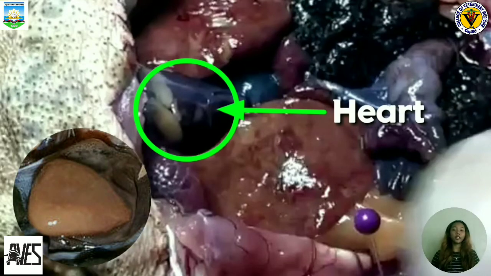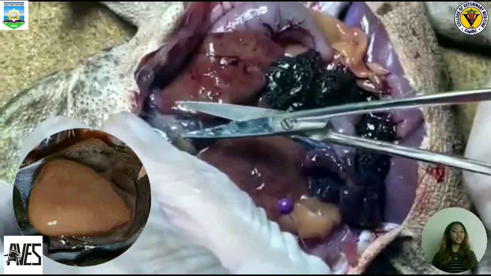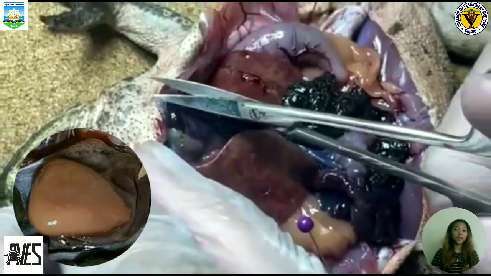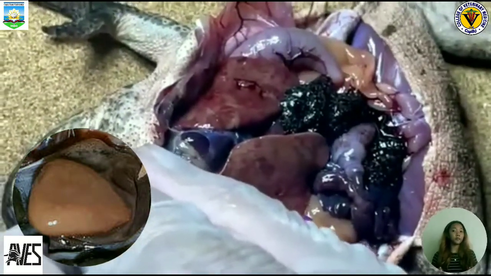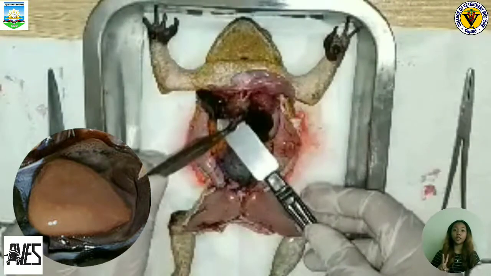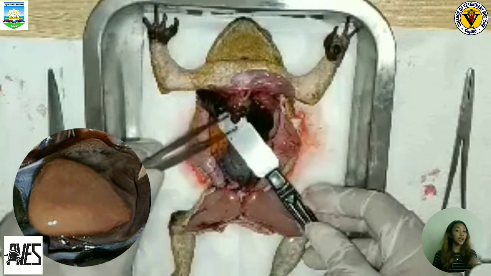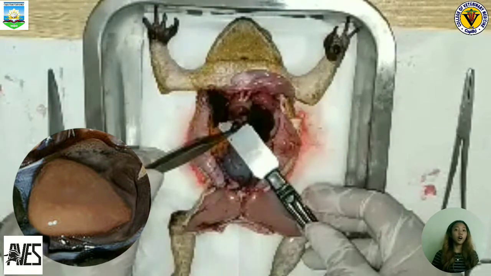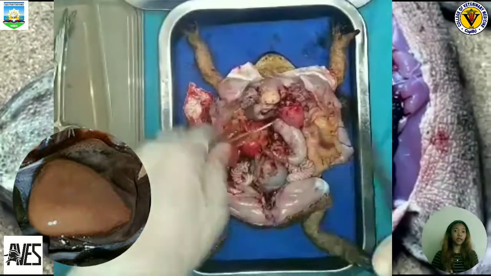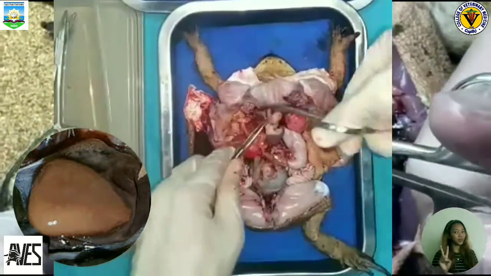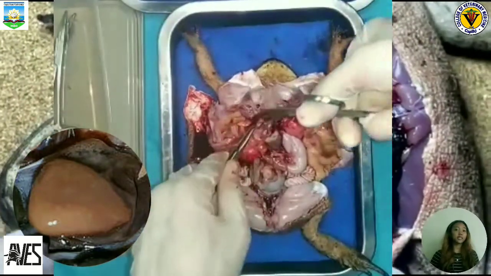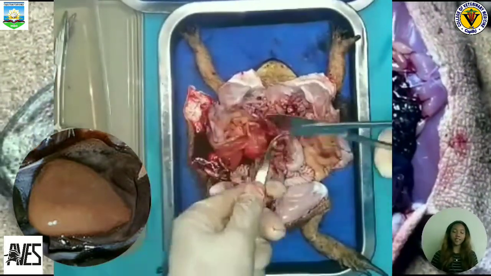The heart of a frog is a dark red colored conical muscular organ situated mid-ventrally in the anterior part of the body cavity in between two lungs. The heart is enclosed in two membranes, an inner epicardium and outer pericardium. The heart of a frog has three chambers, one ventricle and two atria. The right atrium receives the deoxygenated blood from the veins.